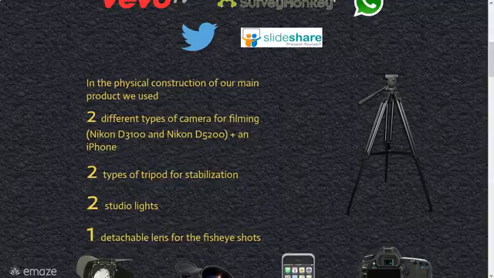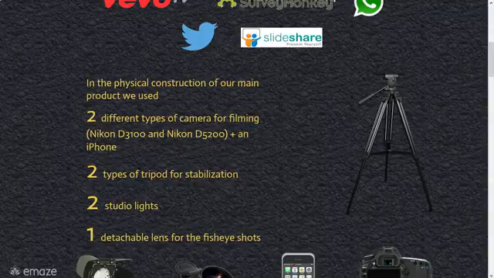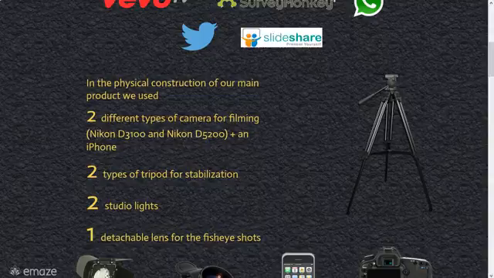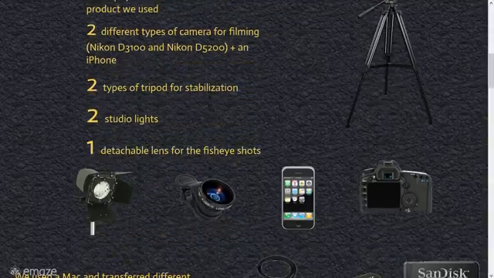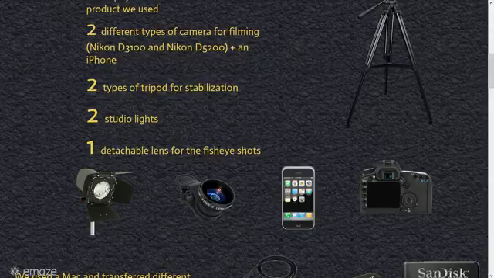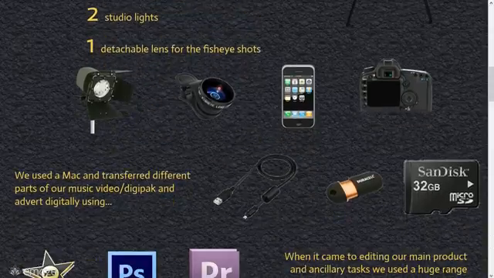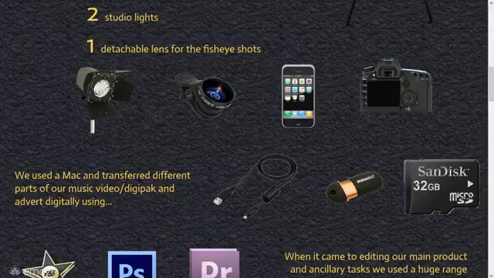In the physical construction of our main product, we used a Nikon D3100 and a Nikon D5200 and an iPhone for filming. We used full-length tripods for stabilisation. We used studio lights and a black screen for our makeshift studio shots, and a detachable lens for the fisheye shots, which was connected to the iPhone. We used a Mac and transferred different parts of our music video digitally using USB sticks, wires and of course the SD card in our cameras.